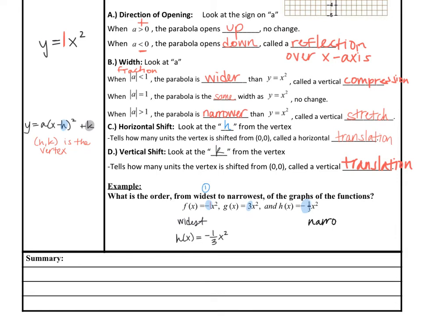The narrowest one is the one that has a +3 for the a value, because when the a values get larger, the parabola gets skinnier. You should have seen that on your Desmos activity, okay? So it'd be 3x squared. And so the one in the middle, the -1, actually doesn't make it wider or narrower, it doesn't change it at all. So f of x goes in the middle here. So here's your order. This is the widest one, here's the narrowest one. Widest to narrowest.